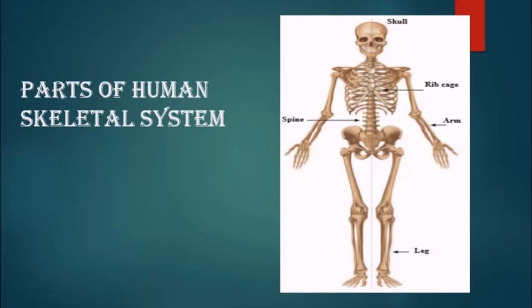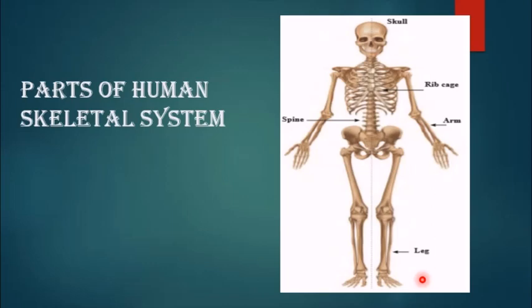In the human skeletal system, we have different parts, like the skull, the spine, the rib cage, arms and legs. Accordingly, we have two parts. The first is called the axial skeleton and the second is called the appendicular skeleton. The skull, the spine and the rib cage form the axial skeleton, and the upper limb, that is the arms, and the lower limb, that is the legs, all these bones form the appendicular skeleton.